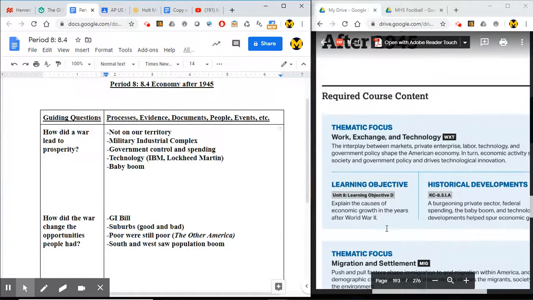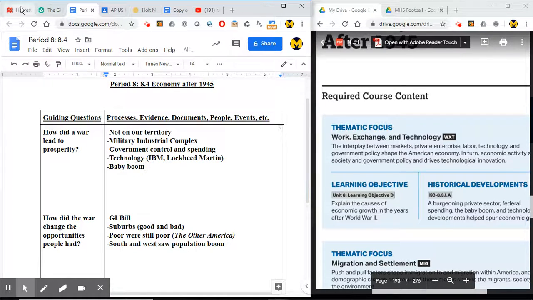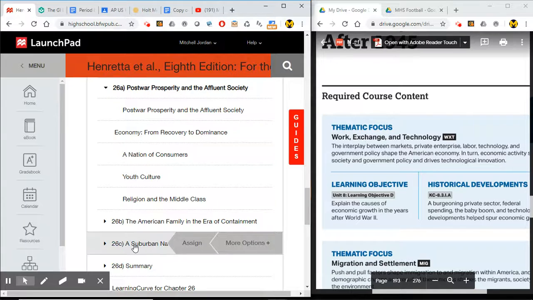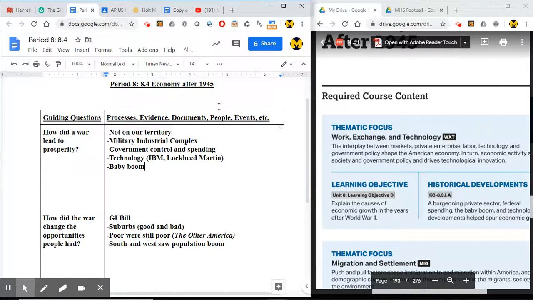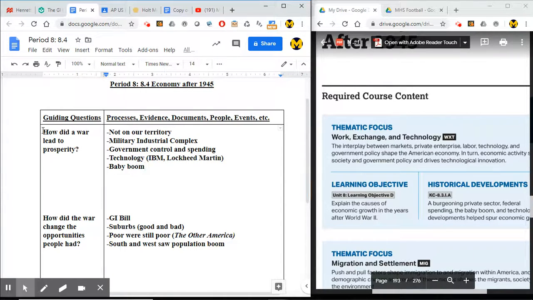We actually have two in this one. So again, this is 8.4, economy after 1945. In your textbook, it's 26A, 26C, a little bit of 26B as well. But we are trying to explain the causes of economic growth in the years after World War II. So in other words, why did we boom after a war? That was my guiding question. How did a war lead to prosperity?